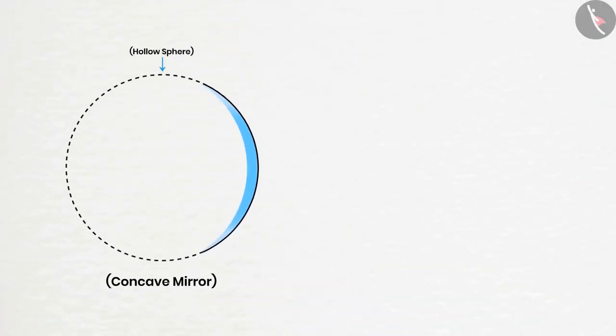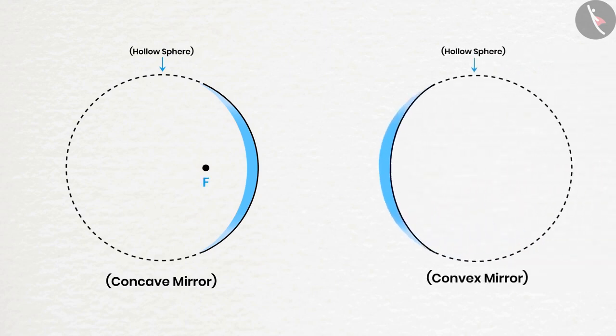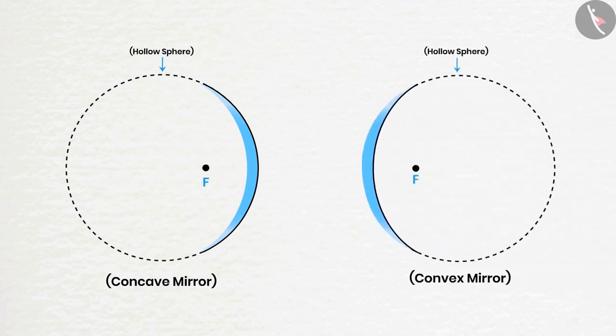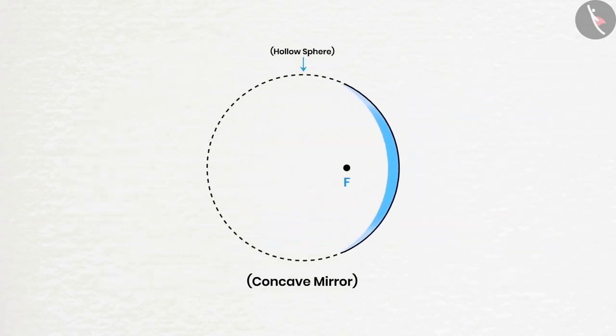Another interesting fact about spherical mirrors is that in the case of concave mirrors, the focus lies in front of the mirror, while in the case of convex mirrors, the focus lies behind the mirror. As we know, a spherical mirror is the part of a sphere and every sphere has a center. This center is known as the center of curvature of that spherical mirror.